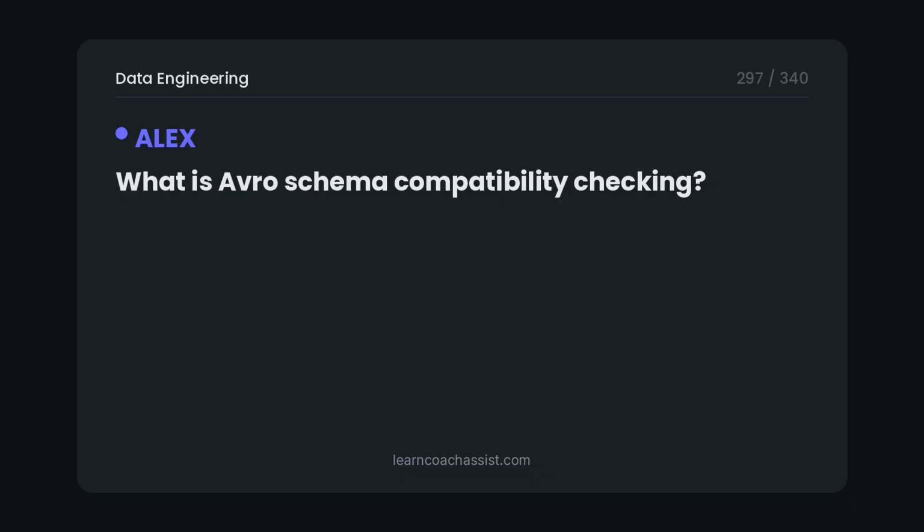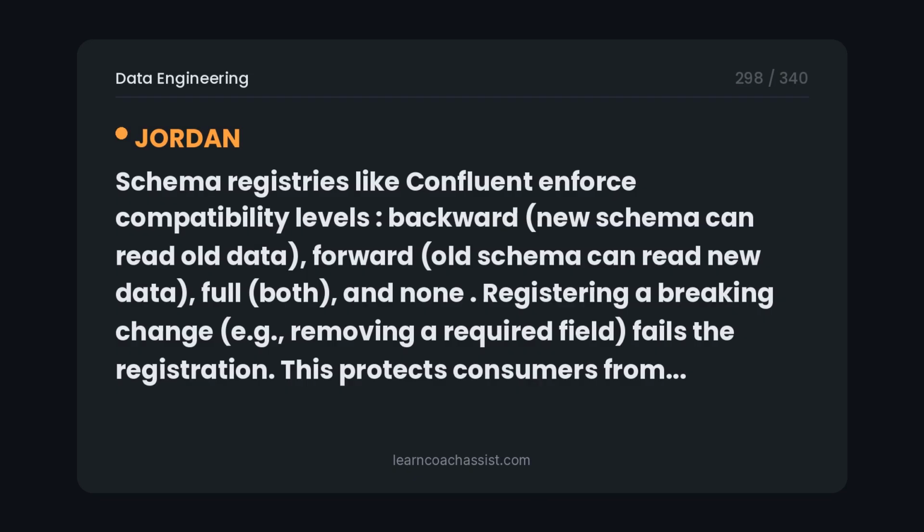What is Avro schema compatibility checking? Schema registries like Confluent enforce compatibility levels. Backward, new schema can read old data. Forward, old schema can read new data. Full, both, and none. Registering a breaking change, e.g., removing a required field, fails the registration. This protects consumers from unexpected runtime errors.